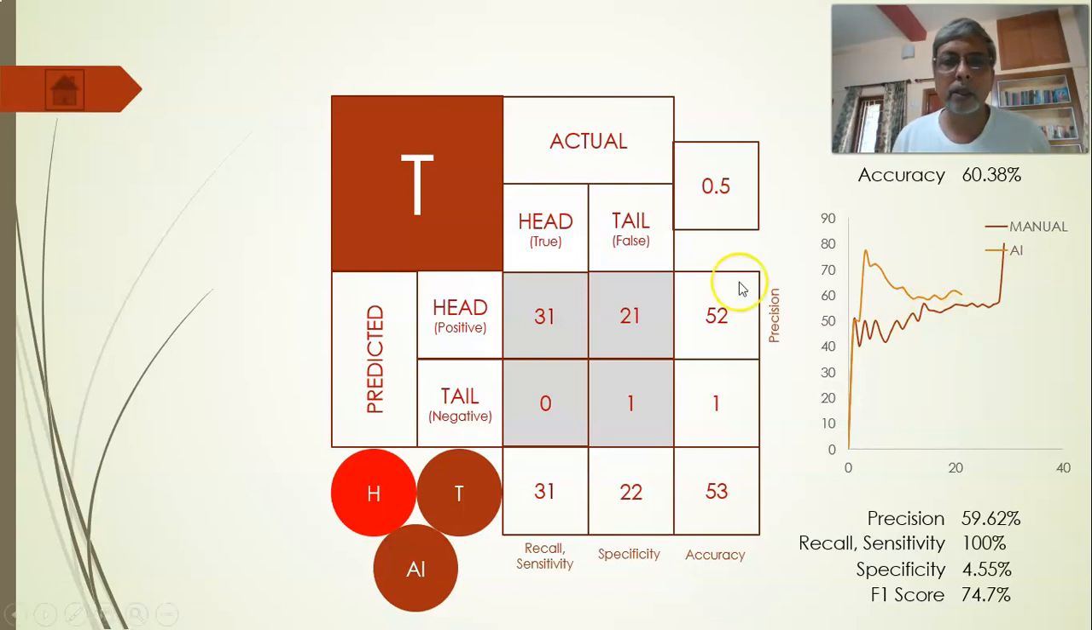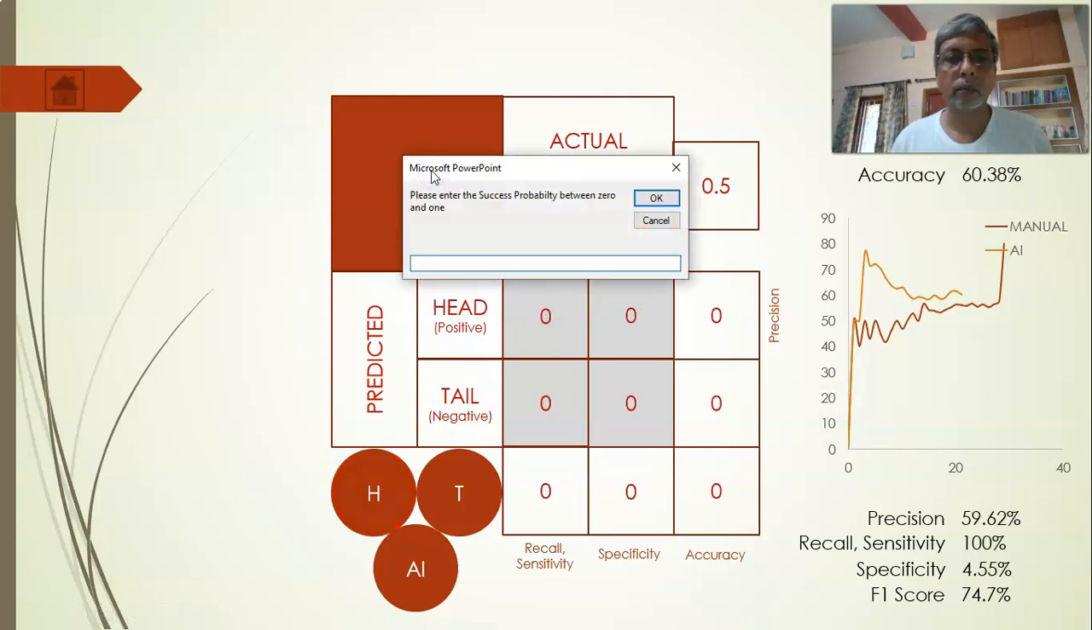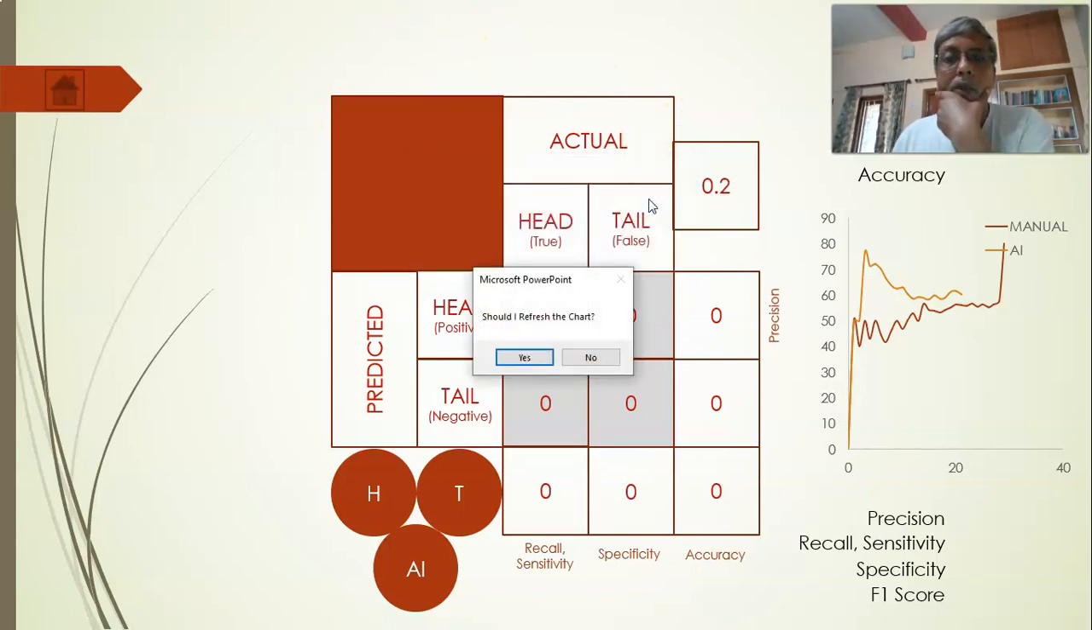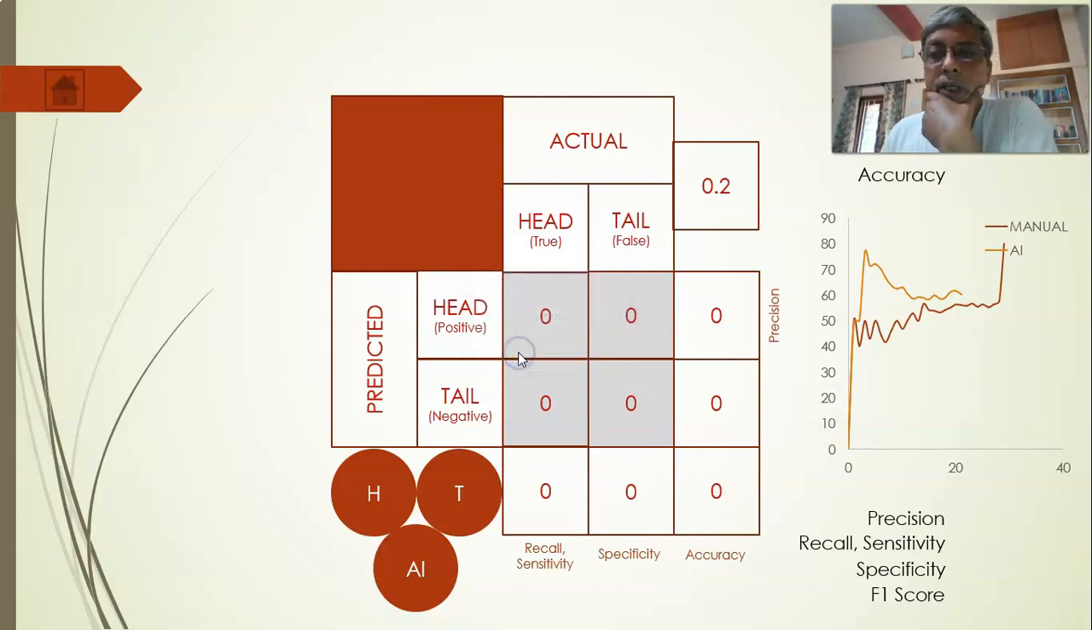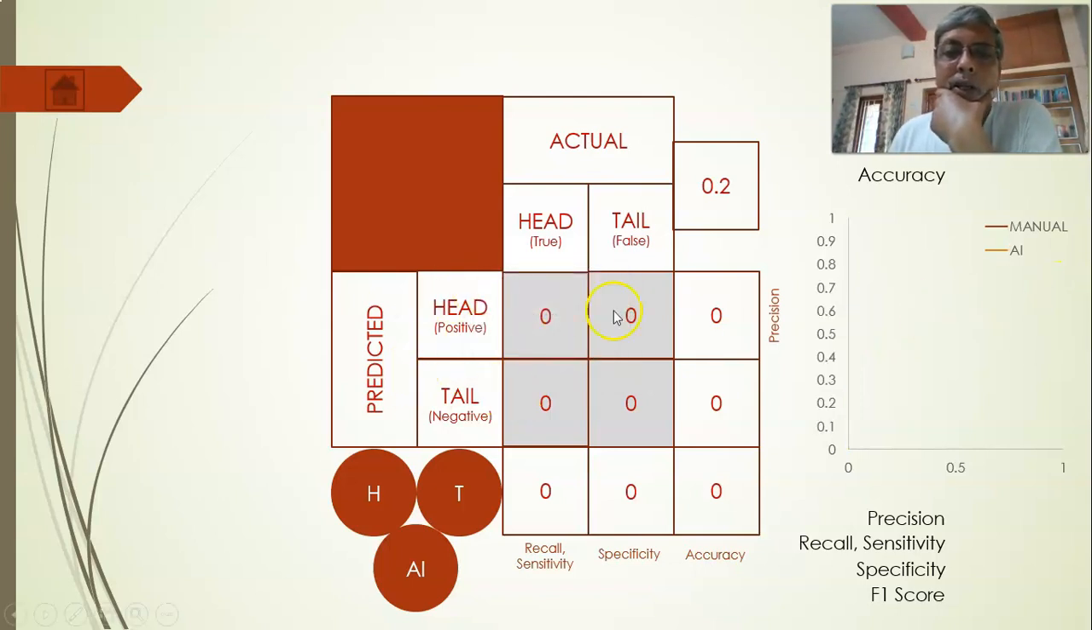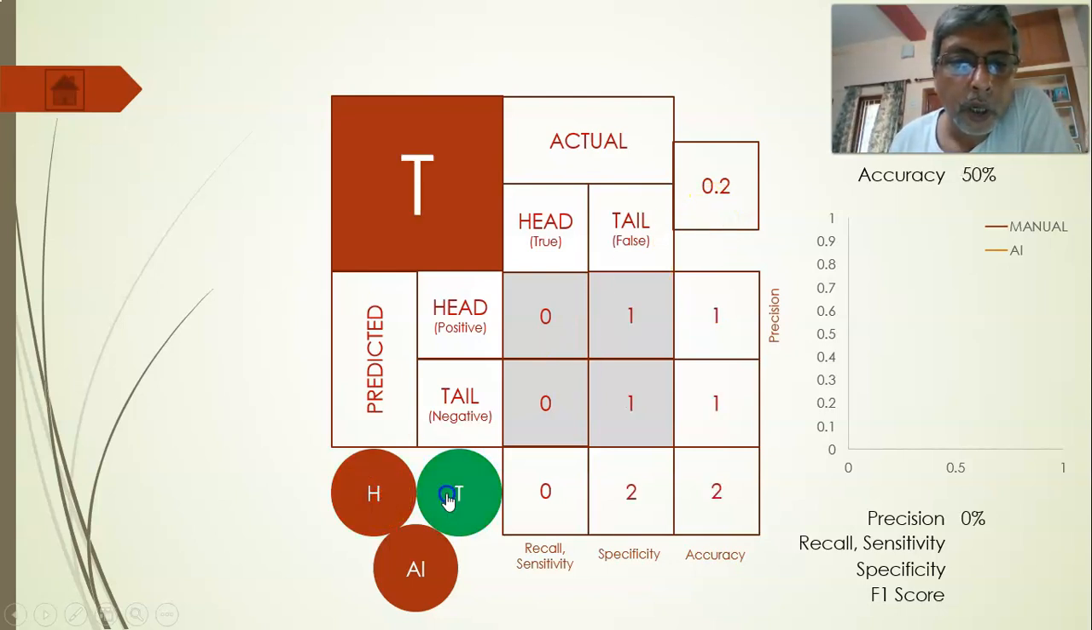I'll be extending this session. I'll be doing it for a biased coin now. I'll put the probability of hit as 0.2. I refresh the chart? Yes. So charts as well as the numbers have got refreshed. Now it's a biased coin, but I don't know whether it's biased or unbiased, so I'll be doing manual predictions randomly.